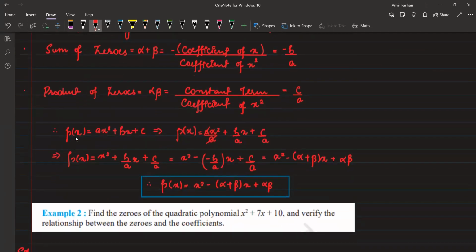So basically, I've taken the general expression of a polynomial, that is ax square plus bx plus c. What I've done is divide this polynomial expression by A. Now when I divide this by A, the A will get cancelled, and B by A and C by A is left. Is this clear to you so far?